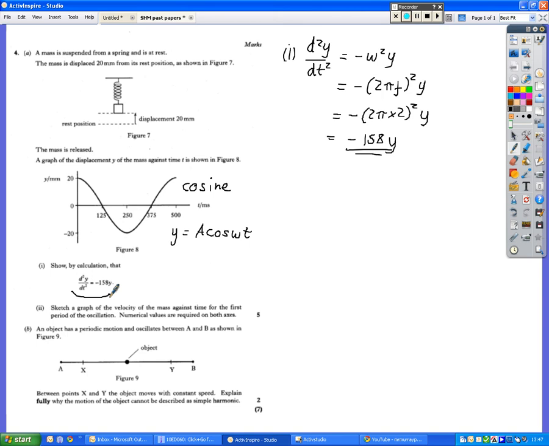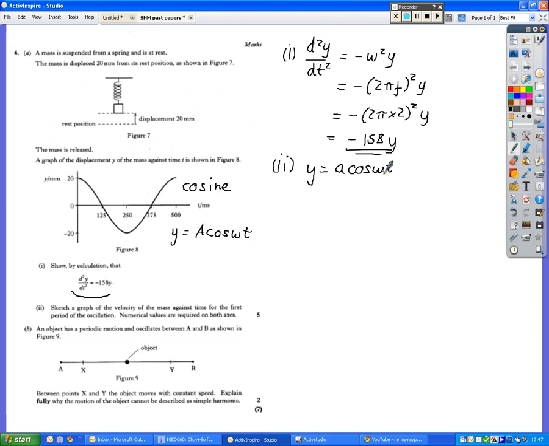The second part is a bit more difficult. Requires a wee bit of mathematics. As we've already said, the expression for the displacement is y equals a cos omega t. If you see a cosine graph, that's what you're going to write down. If you see a sine graph, you're going to write down y equals a sine omega t. Those equations are in the data booklet. It's just simply selecting the correct one from the shape of the graph. So we know that y is equal to a cos omega t.